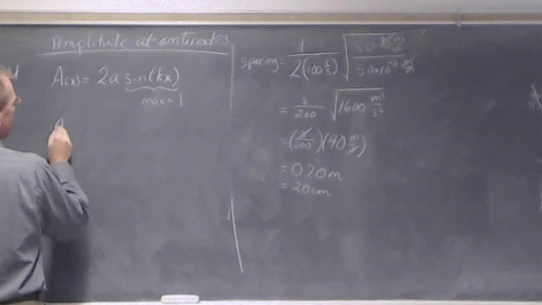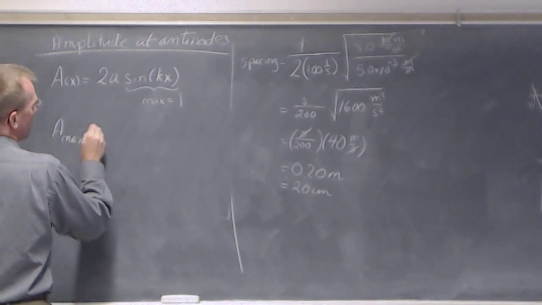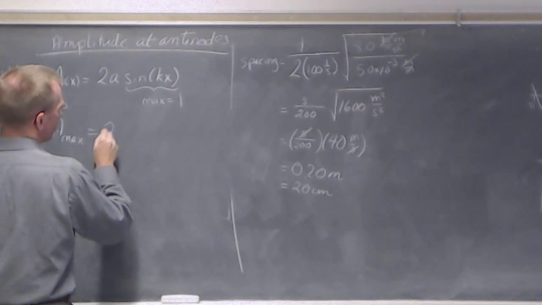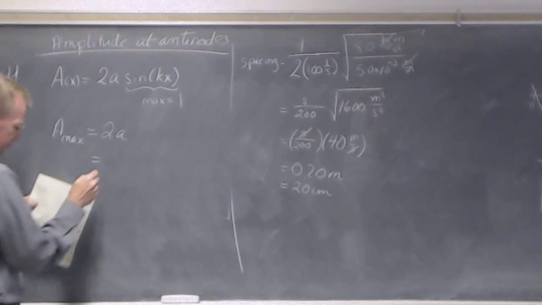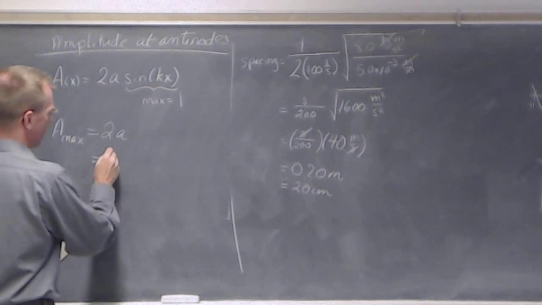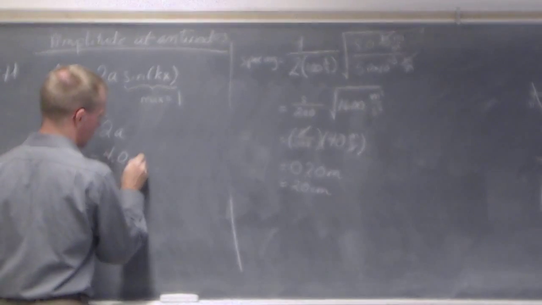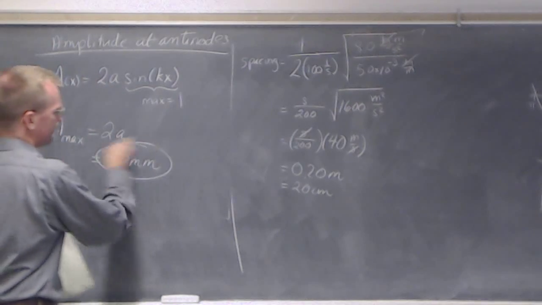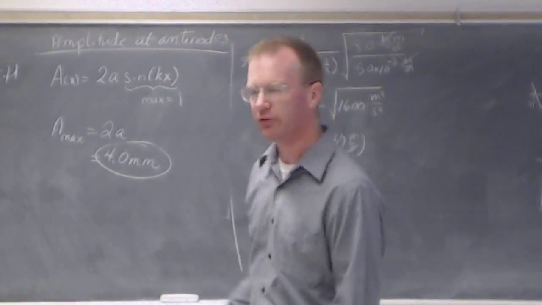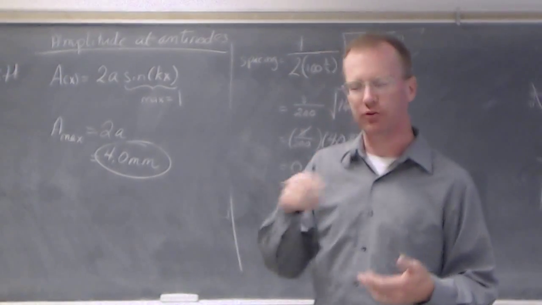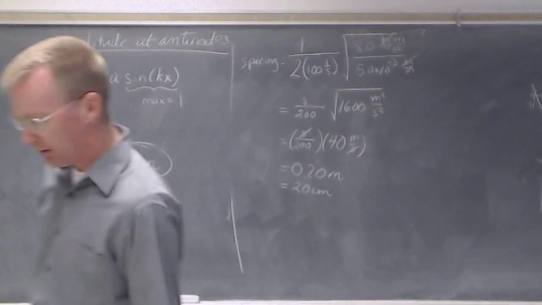So A max equals 2a. a is 2 millimeters, so I'm left with 4.0 millimeters. The constructive interference simply adds the two waves' amplitudes together. All right.